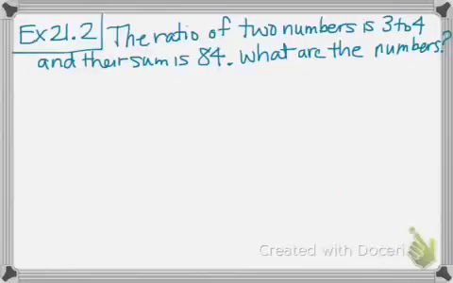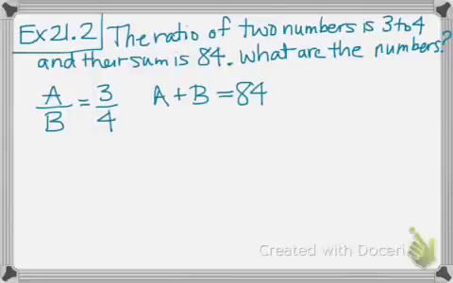What are the numbers? So the first thing I'm going to do is I'm going to pick whatever I want to represent the 2 numbers. I am just going to pick A and B. And I'll say A to B is 3 to 4. So that's showing the ratio. And then my other equation is the sum. So the sum of A and B is A plus B equals 84.